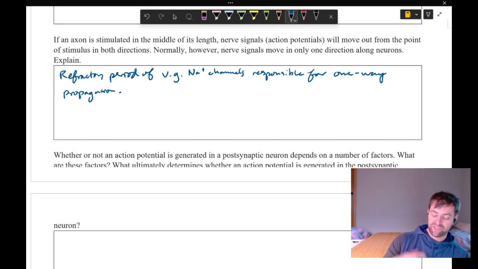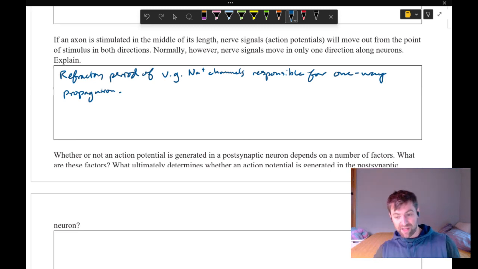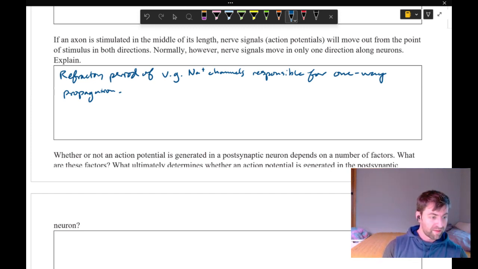Refractory period of voltage gated sodium channels is responsible for one-way propagation of a signal. It's coming out from the middle because that's where it was stimulated artificially. It's just going to go out from there. If it's going back towards a presynaptic cell, it's going to stop. It won't be able to go anywhere. If it goes down to the next postsynaptic cell, it may continue on to the next one if it has sufficient momentum. Momentum isn't exactly the right word, but yeah, artificially no refractory period exists when action potentials are generated in both directions.